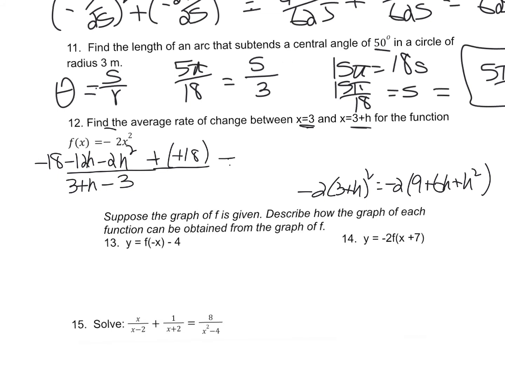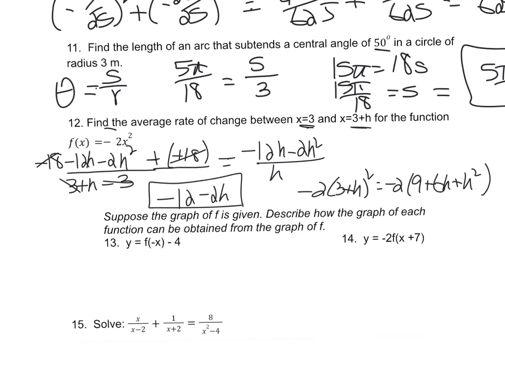So what's going to happen is my 18s cancel. I get negative 12h minus 2h squared all over just h on the bottom, because my 3's also cancel. Then I'm just going to divide the h into the numerator. It gives me negative 12 minus 2h. And guys, that's it right there.